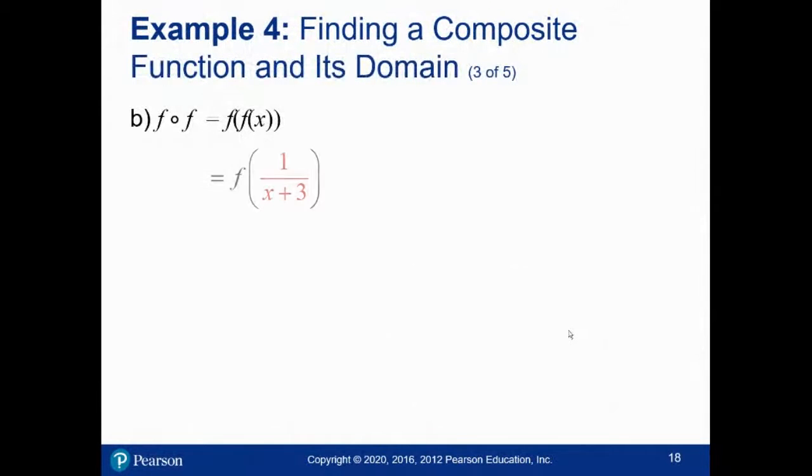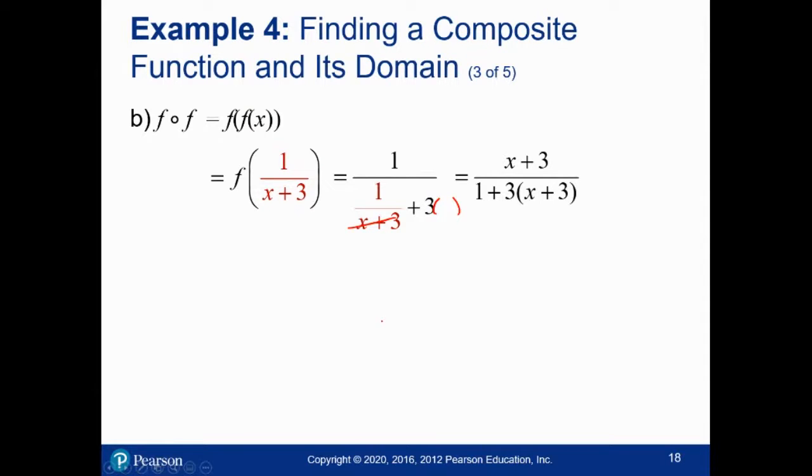Okay, how about f of f? Well, I take 1 over x plus 3, which was the function f of x, plug it into f, and I end up with 1 over the input plus 3. To simplify this, just multiply numerator and denominator by x plus 3, which will cancel off this one down here, and then I'll need to distribute it across that one there. That's where this denominator is coming from, which simplifies down to the following.